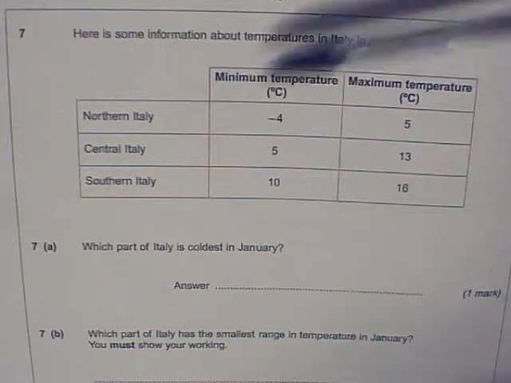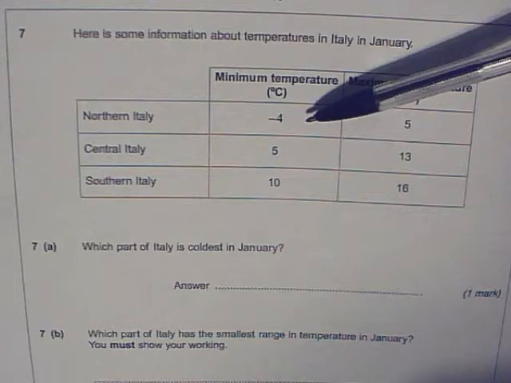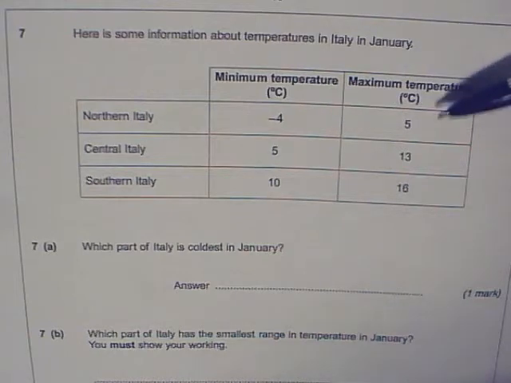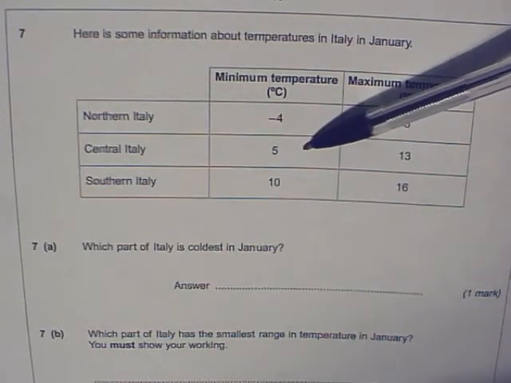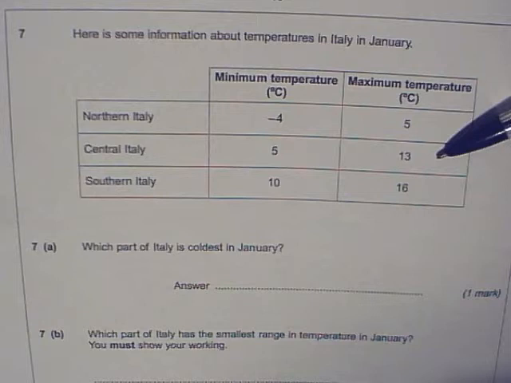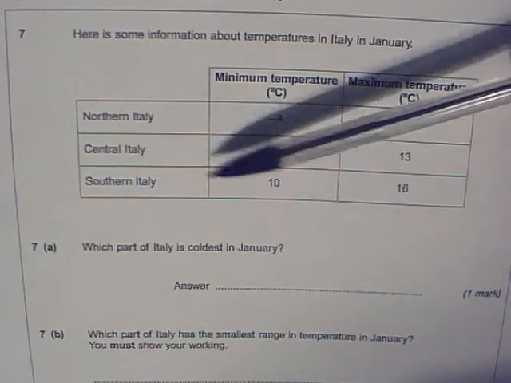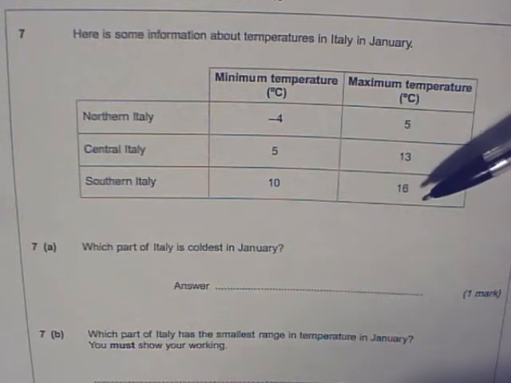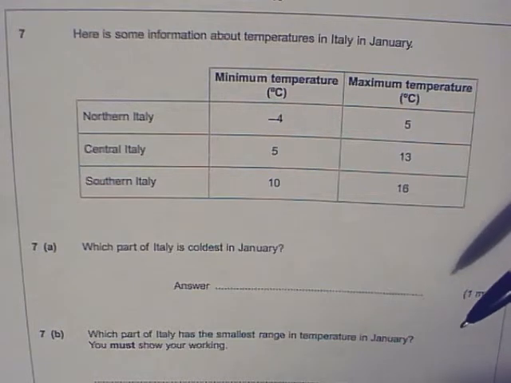So in northern Italy, in January, the minimum temperature was -4 and the maximum temperature was 5. In central Italy, the minimum temperature was 5 and the maximum temperature was 13. And in southern Italy, the minimum temperature was 10 and the maximum was 16. Okay. Which part of Italy is coldest in January?